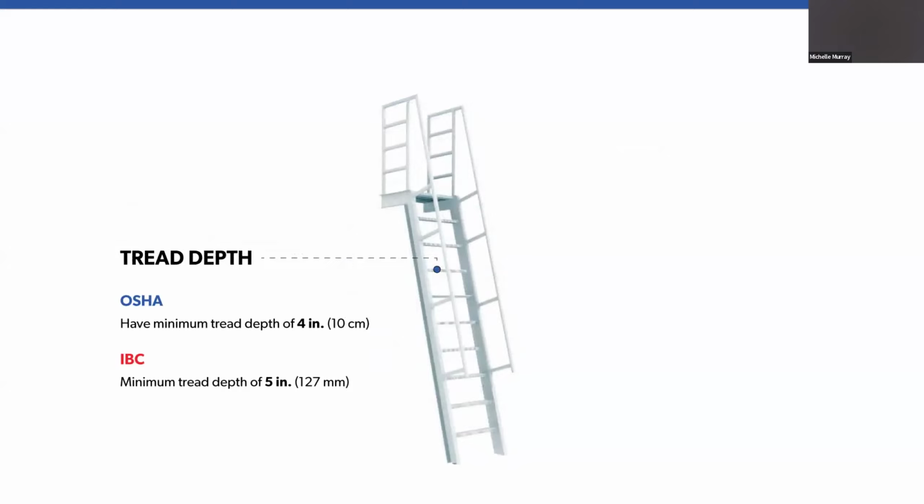Going back to some of the standards, the tread depth. IBC sets strict standards for how ship ladders can be used as a means of egress. Handrails must be provided on both sides. The treads must be a minimum depth of 5 inches, and the risers can be a maximum height of 9.5 inches. The tread depth for OSHA is 4 inches, and the IBC is 5 inches.